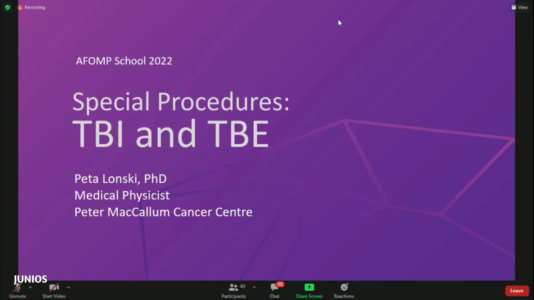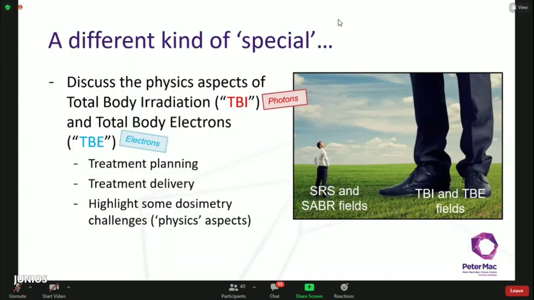So I'm covering two topics today. I'll probably dedicate about 15 minutes to each of them. In practice, I think you could spend hours on each of them, but we'll try to keep to the physics aspects that are perhaps more exciting for us. As Thomas alluded, we're looking now at a different kind of special in terms of special techniques. We've talked about SRS and SABR fields, so the very small, but now we're looking at TBI and TBE fields. So this is quite a very different type of special technique.